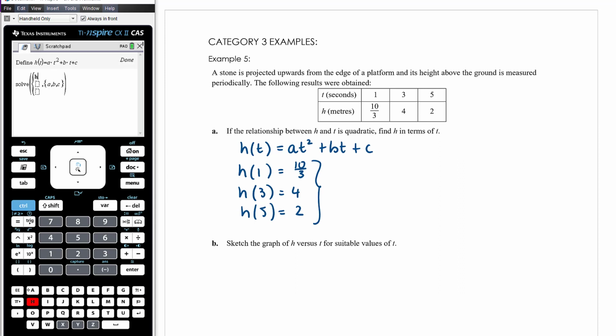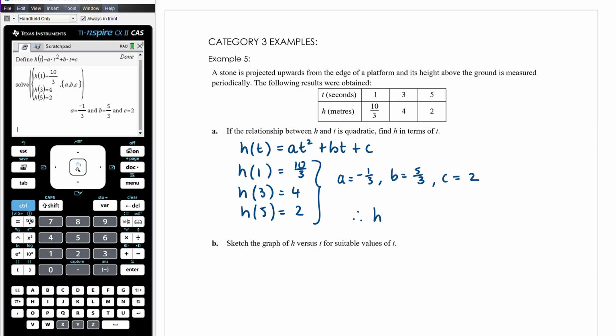Okay, and we are going to write our equation. So h of 1 is equal to 10 on 3. h of 3 is equal to 4. And h of 5 is equal to 2. Okay, so we get a equals negative 1/3, b equals 5/3, and c equals 2. So therefore, the equation h of t is negative 1/3 t squared plus 5/3 t plus 2.